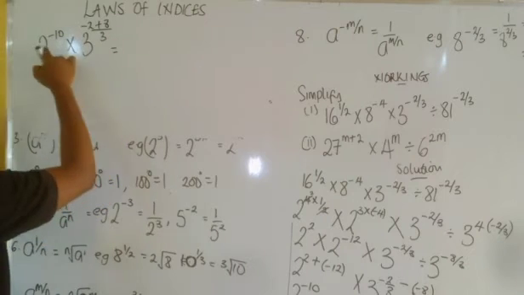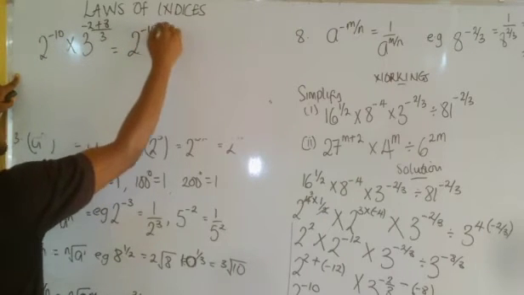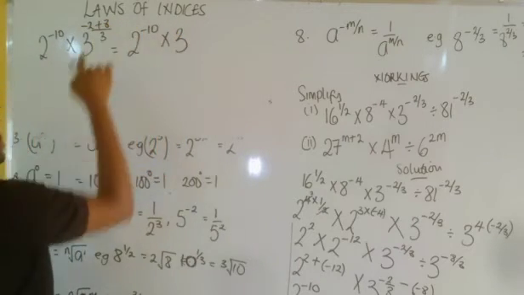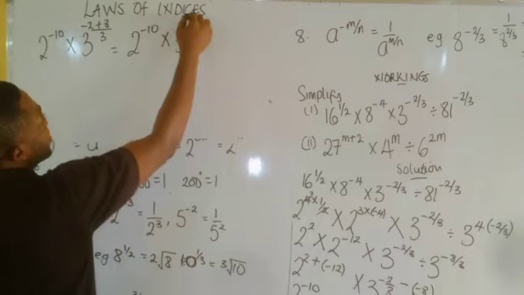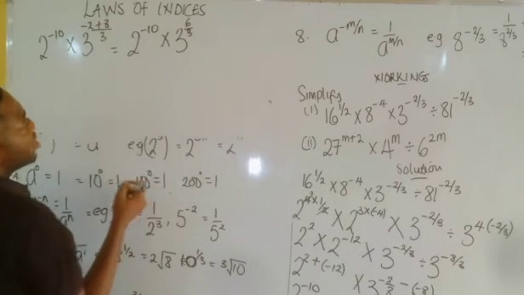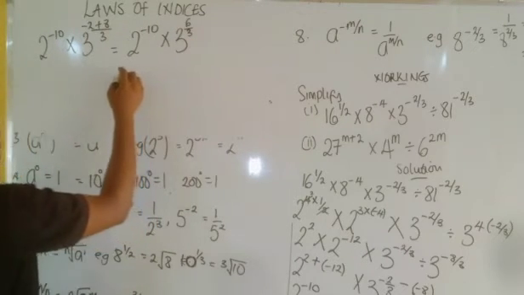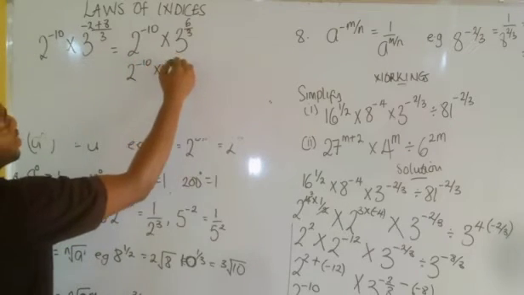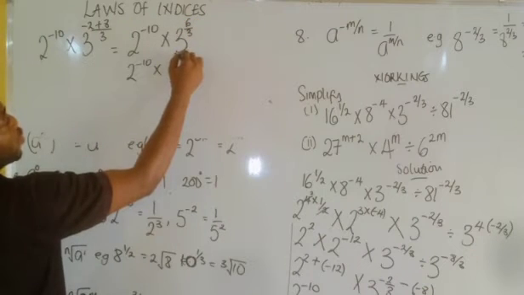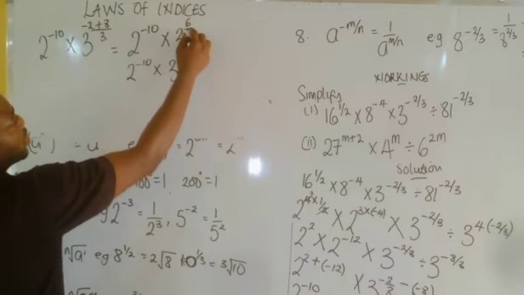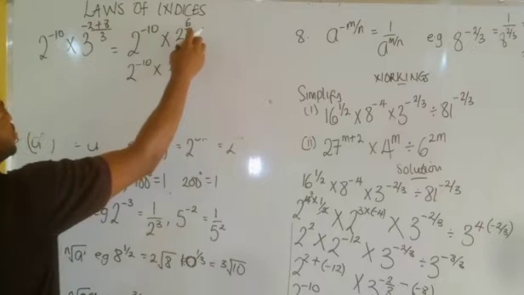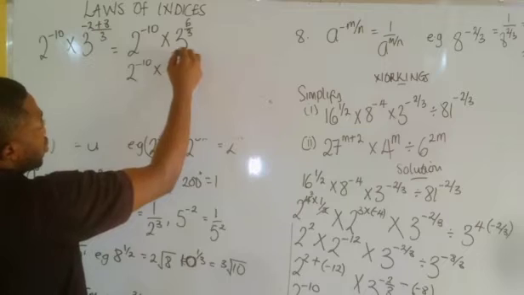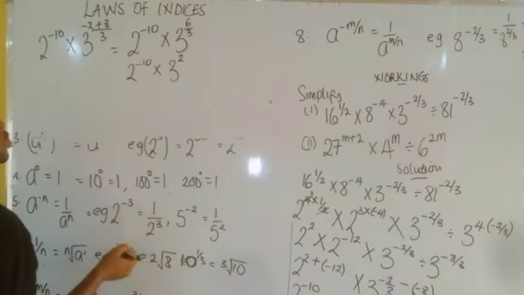So it's equal to 2 raised to power minus 10 times 3 raised to power. Now minus 2 plus 8 will give us 6 divided by 3. Okay, so we have 2 raised to power minus 10 times 3 raised to power 6 divided by 3, which will give us 3 here 1, and 3 in 6 is 2. So we have 3 raised to power 2.